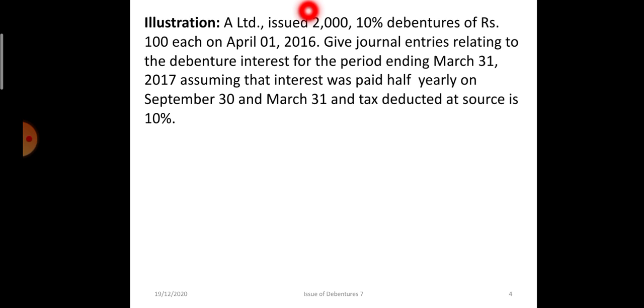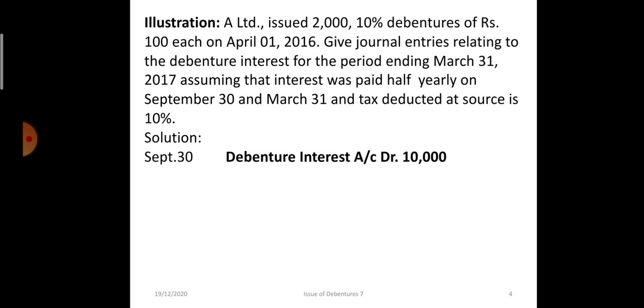Okay, 2000 debentures of rupees 100 is issued and the rate of interest is 10%. Okay, the interest on debentures is always prefixed to the name. Okay, and it is payable half yearly on 30th September and 31st March, and tax deducted at source is 10%.